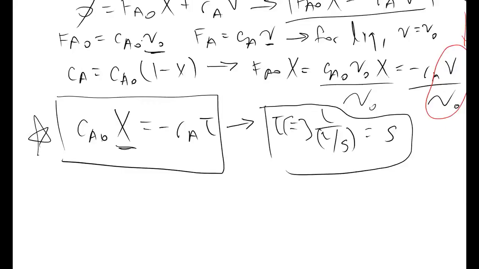So if we wanted to increase the rate of reaction, we could do that by increasing the temperature. If we wanted to increase our residence time, we could do that by lowering the volumetric flow rate and or increasing the volume of our reactor. And doing both of these or either of these would cause us to have a higher conversion.